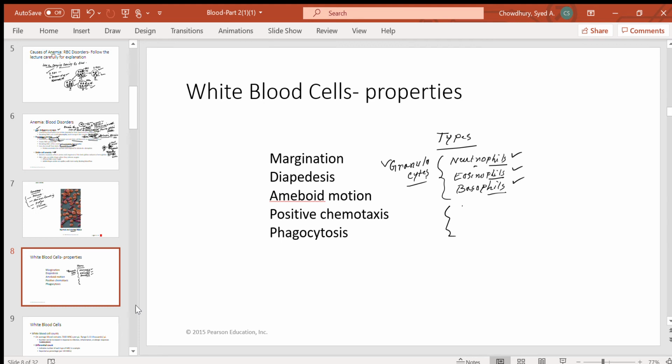And the other 2, lymphocytes and monocytes, end with cytes. They don't have granules, that's why they are called agranulocytes. A means absence of granules, so they cannot be stained or colored by dye. So these are 5 different types of white blood cells.